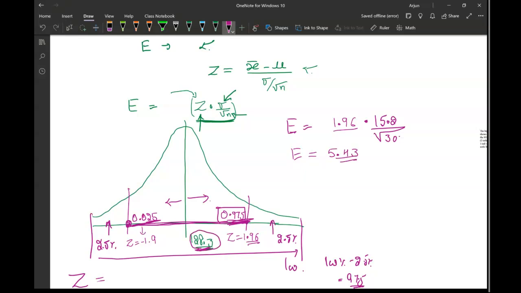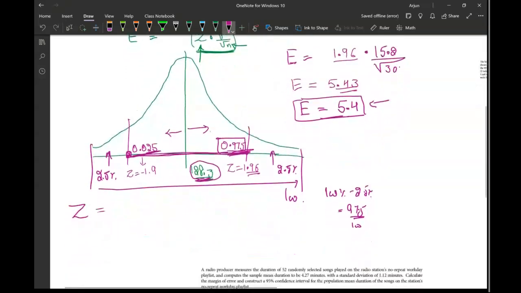And I will look at the mean. Mean is only up to one decimal place. So I'll keep the margin of error also to one decimal place. That will be 5.4. E is 5.4.